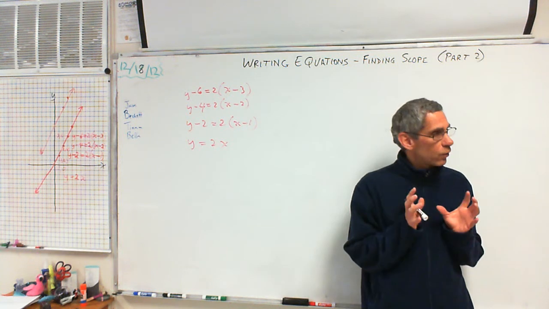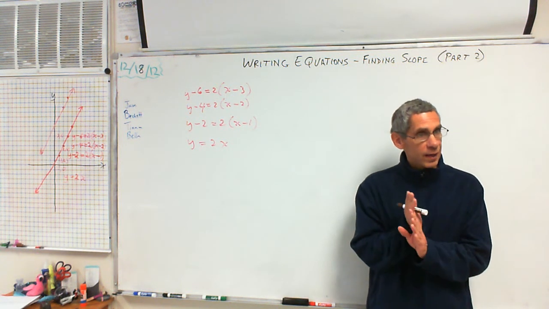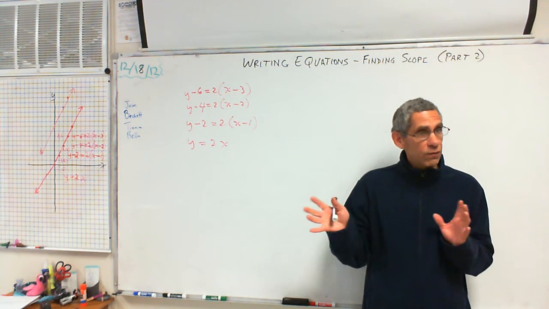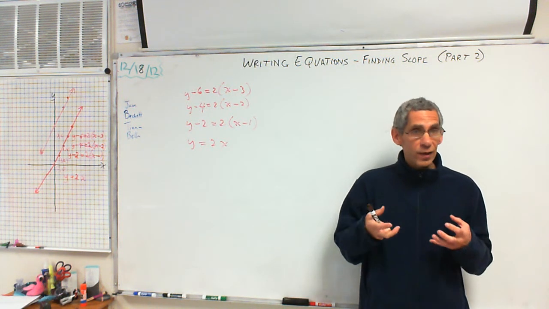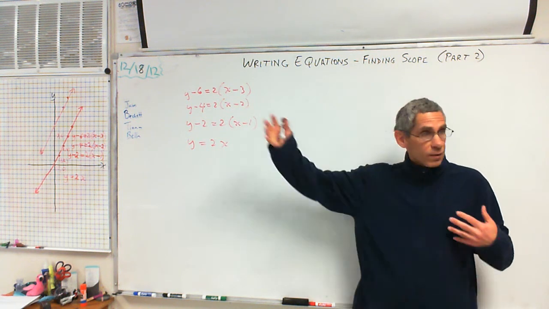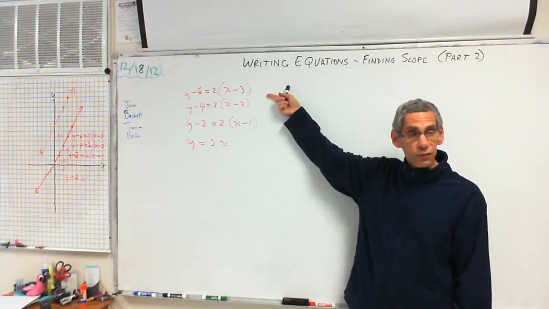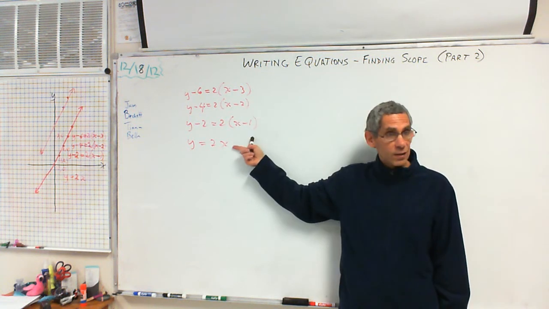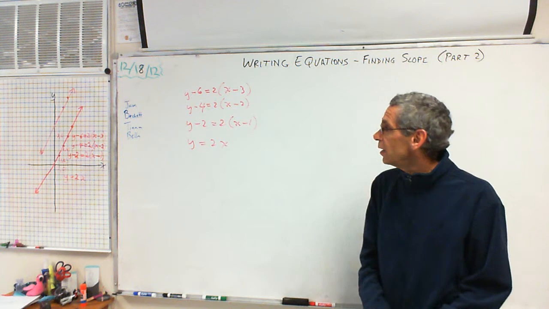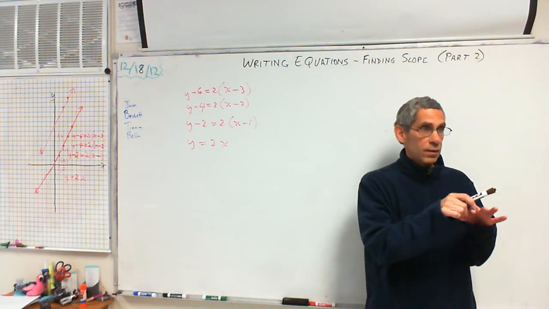Point slope formula means you could have the exact same line, the exact same equation, and it could look totally different because each one of those equations has a different point on the line as part of the equation, right? So there's an infinite number of equations that, if I converted any of them, they'll turn into y equals 2x. That's interesting.